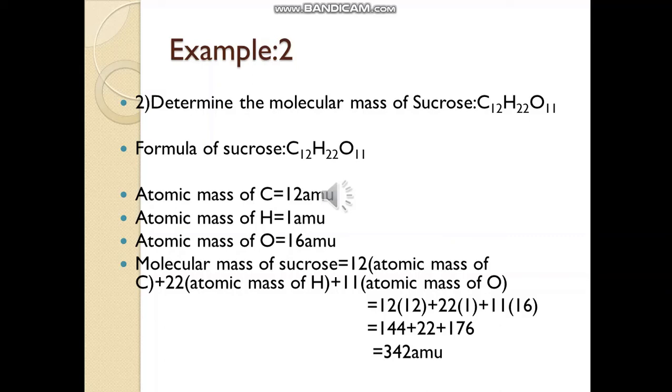After that, we are going to apply the same formula. 12 atoms of carbon are multiplied with the atomic mass of carbon. We have 22 atoms of hydrogen, they are multiplied with the atomic mass of hydrogen. After that, we have 11 atoms of oxygen and they are multiplied with the atomic mass of oxygen. After multiplying all the terms, we are going to add the terms and our answer is 342 AMU.